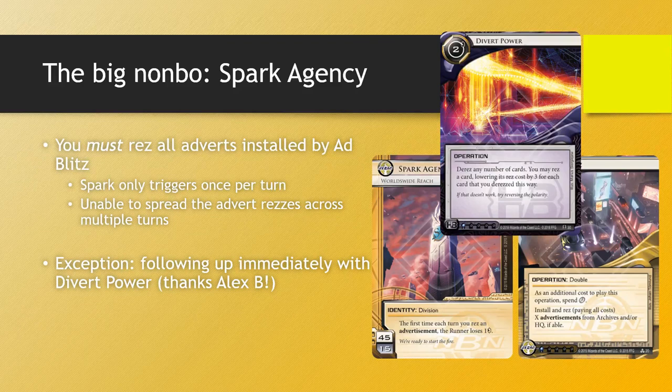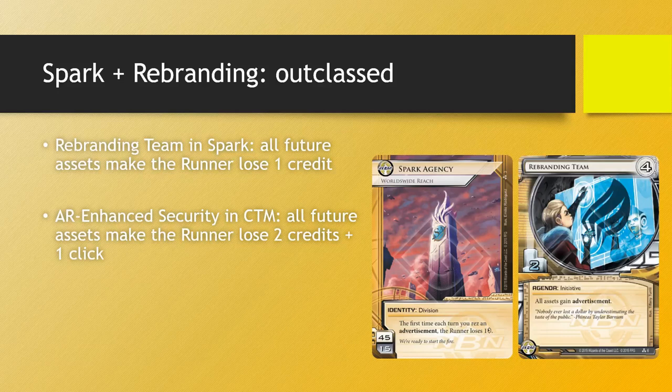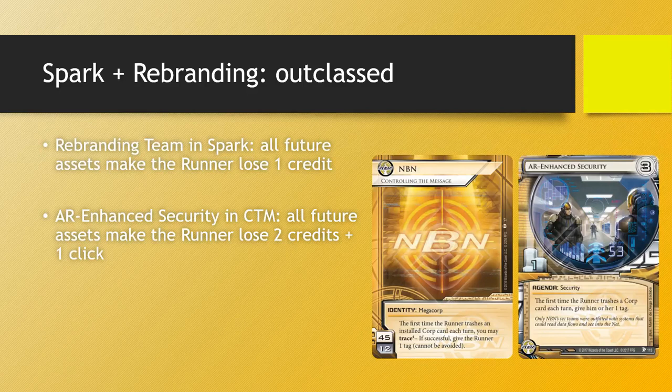Now, the problem with Spark Agency and Rebranding Team, on the other hand, is that it is simply outclassed. Let's look at it this way. If you score a Rebranding Team in Spark Agency, all future assets that are not already advertisements will make the runner lose 1 credit. Okay, that's not too bad. And then you look at the best NBN deck there is, which is CTM, and their combo is just better because they play basically the same thing, except with a different ID, with a different agenda in AR-Enhanced Security. Instead of making the runner lose a credit, now the runner loses 2 credits and a click, the cost of clearing a tag. This is just way better.